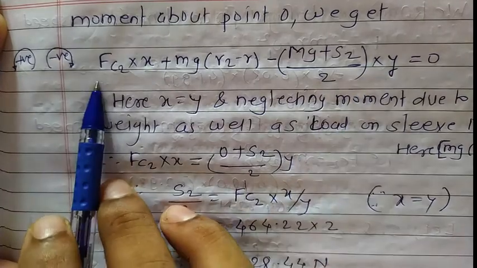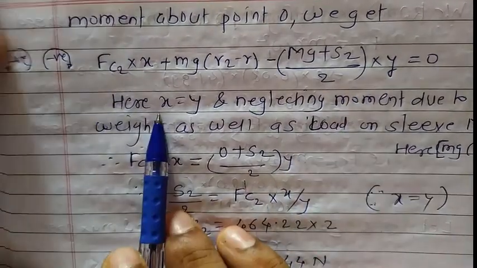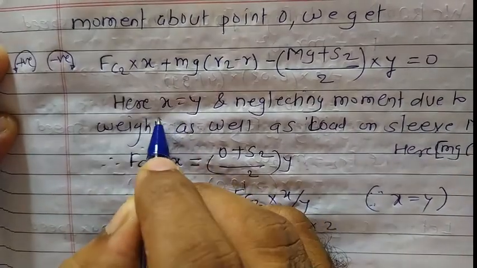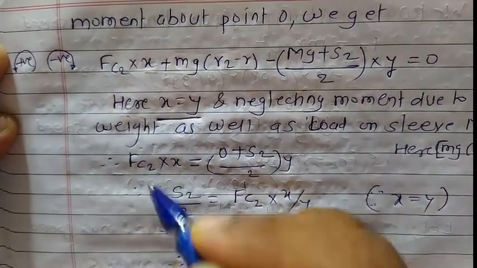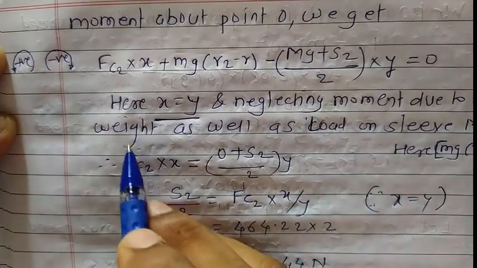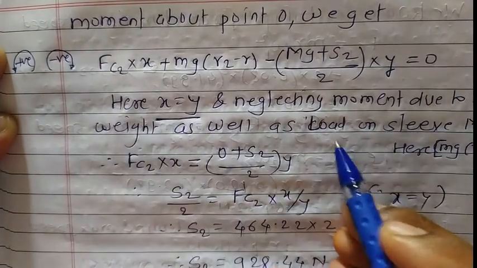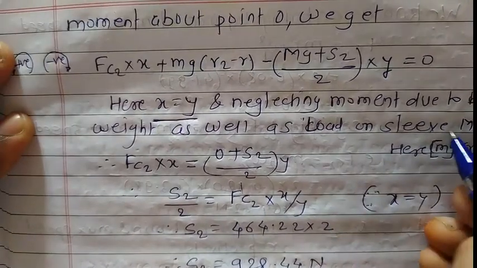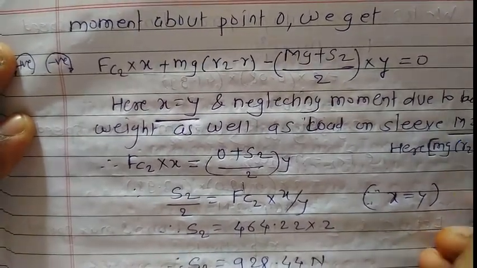The full equation is intentionally written here, and in this case see the information given: length of arm, both arms are equal, and neglecting moment due to the ball weight, as well as the load on the sleeve is given m equals 0.